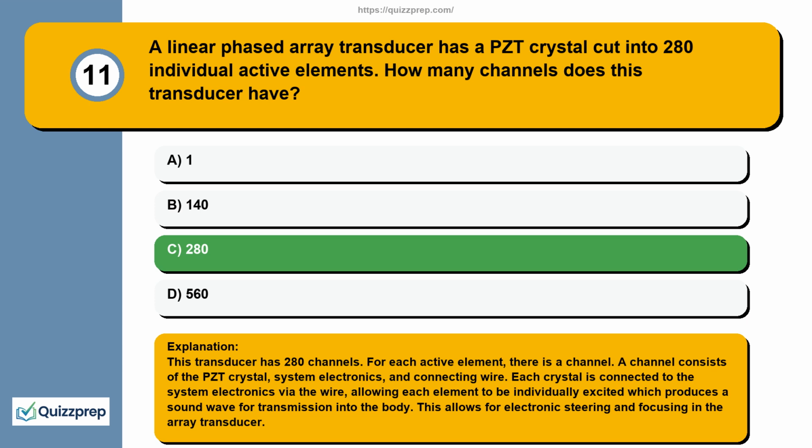For each active element, there is a channel. A channel consists of the PZT crystal, system electronics, and connecting wire. Each crystal is connected to the system electronics via the wire, allowing each element to be individually excited, which produces a sound wave for transmission into the body. This allows for electronic steering and focusing in the array transducer.